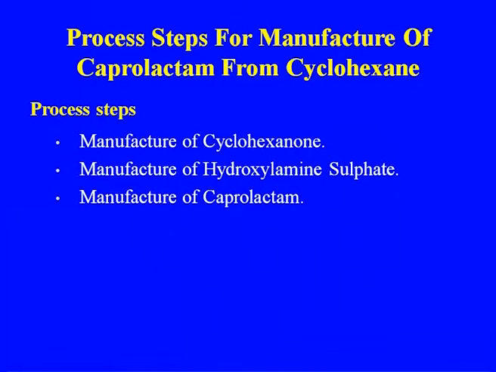So, the process steps for the manufacture of caprolactam from cyclohexane: three steps are there. One is the manufacture of cyclohexanone, the manufacture of hydroxylamine sulfate, and the manufacture of the final caprolactam. So, these are the three major sections in the production of caprolactam from cyclohexane.